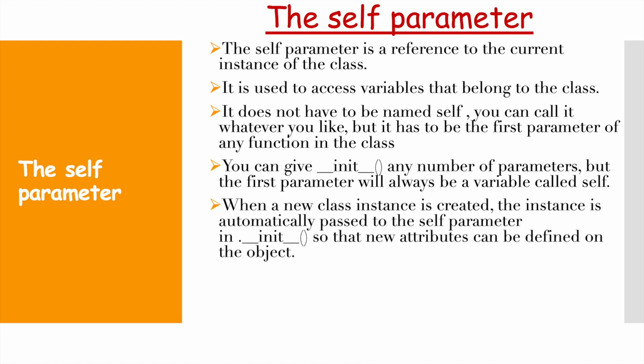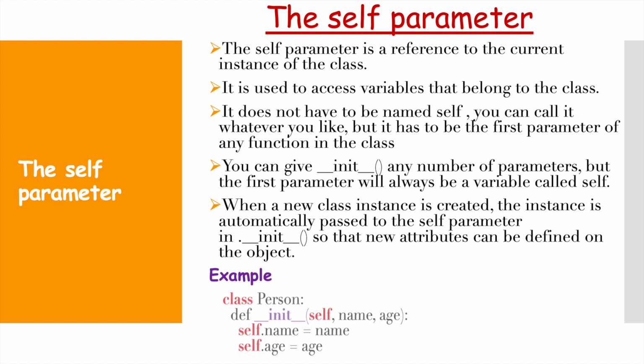Now, when a new class instance is created, the instance is automatically passed to the self parameter in the init method so that new attributes can be defined on that object. Let's see an example. Here you have class Person and this is your init method, and the very first parameter of the init method is self, and there are two other parameters, name and age. So you are using self.name and initializing it with the value that you have received in the init method. Similarly, self.age equal to age.